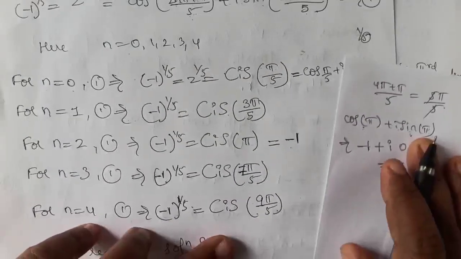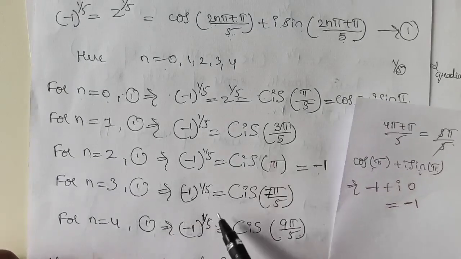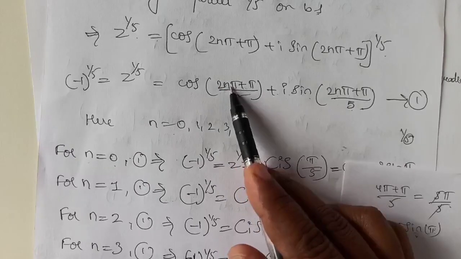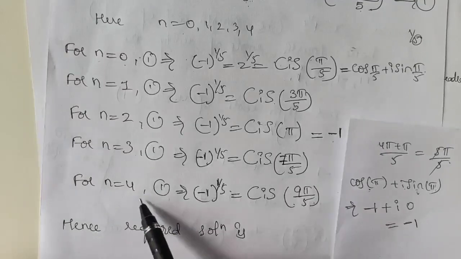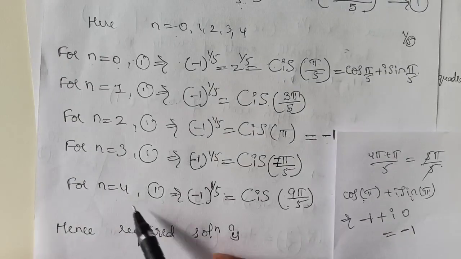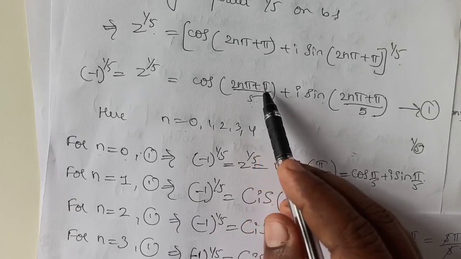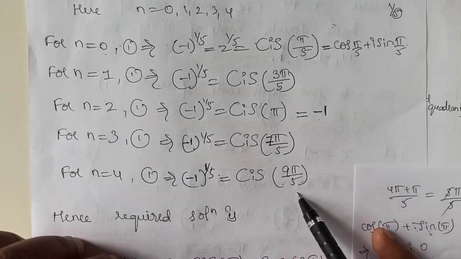Similarly, on substituting n equals 3, we get cis of, 2 into 3 is 6, plus 1 is 7π by 5. Next, n equals 4. On substituting n equals 4, we get 2 into 4 equals 8, 8 plus 1 is 9. So that we get 9π by 5.